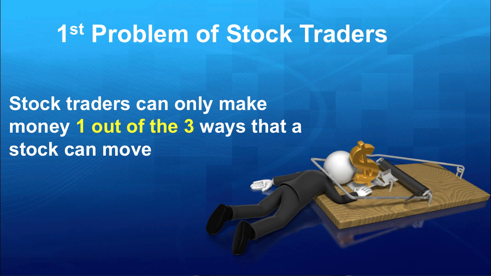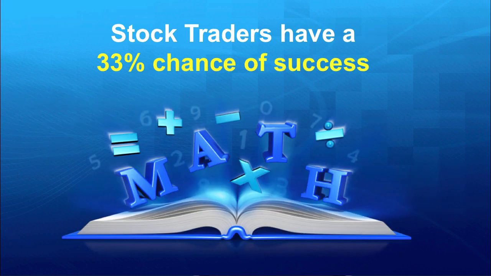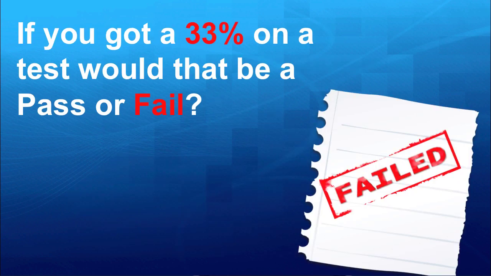What happens if it's going down? So you can only make money one out of three ways. That's a 33% chance of success, okay? And that's actually kind of scary. When you think about it, if you took a test in school, here's a participation point. If you got a 33% on the test, would that be a pass or a fail?